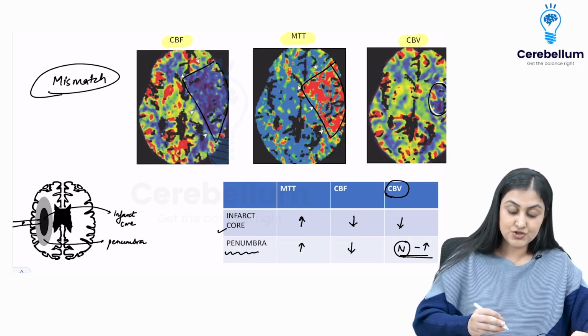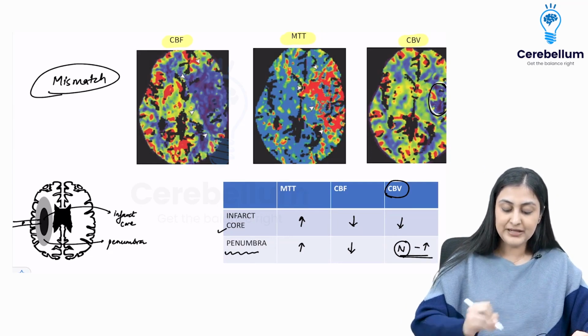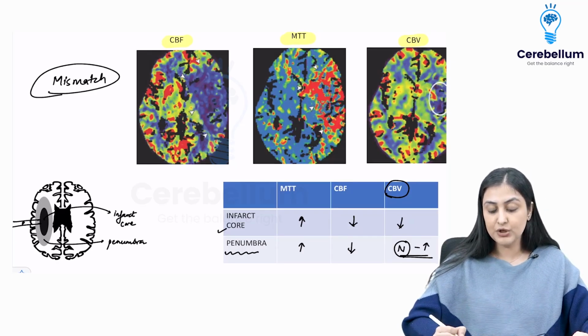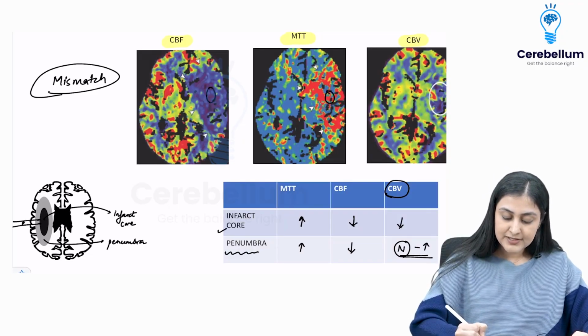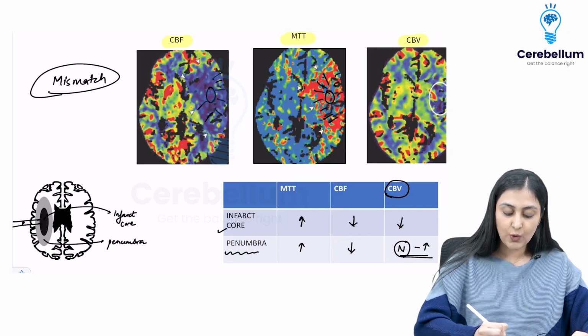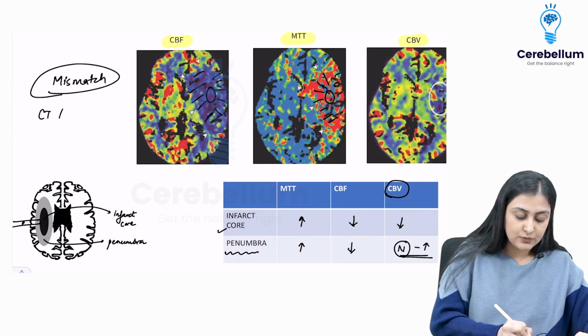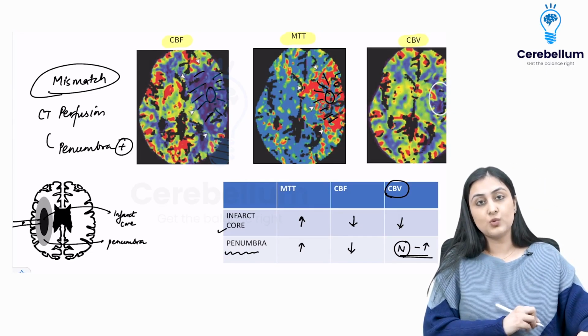What is the mismatch? Look at these images again. When we see that flow and mean transit time, it's this entire tissue which is affected, and with blood volume, only this tissue is affected, can I say that the rest of it is all salvageable? There is a mismatch. So all of it is the penumbra. So on CT perfusion, what we are actually trying to understand is whether penumbra is present or not. Okay, so that is what we are studying.